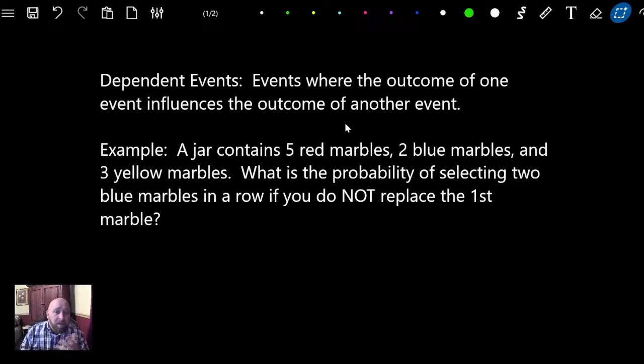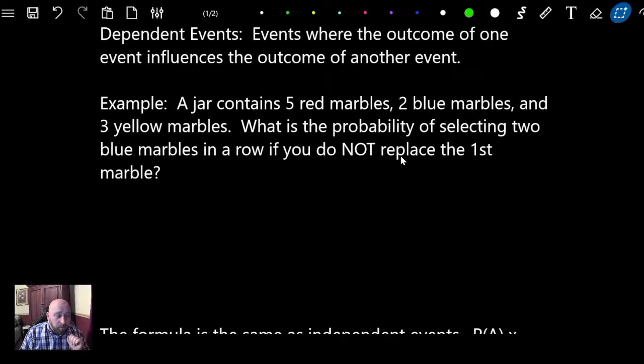Something like that. Here's an example. We've been talking about the jars and the marbles and the blue ones and the red ones, right? I know you're probably tired of that example by now, but it's the easiest way to tie all these things together. So we have our jar, and we have our 5 red marbles, our 2 blue marbles, and our 3 yellow marbles. What is the probability of selecting 2 blue marbles in a row if you do not replace the first marble?